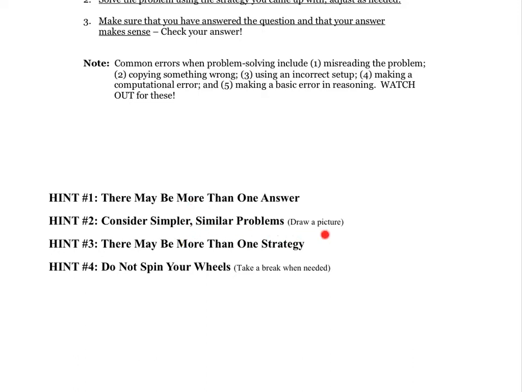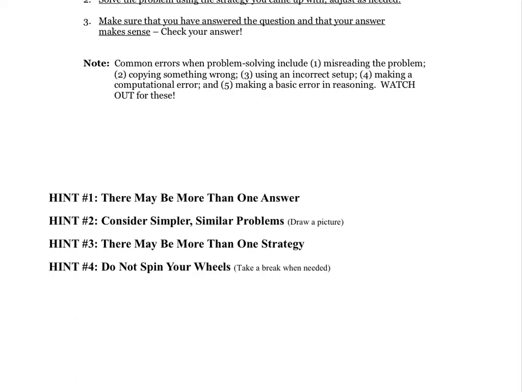Consider simpler or similar problems, or drawing a picture. Drawing a picture is big in math. Math is based on a lot of theory, and if you can put a picture to it, generally there can be a better understanding. There may be more than one strategy to solving the problem, so keep that in mind as we go on.